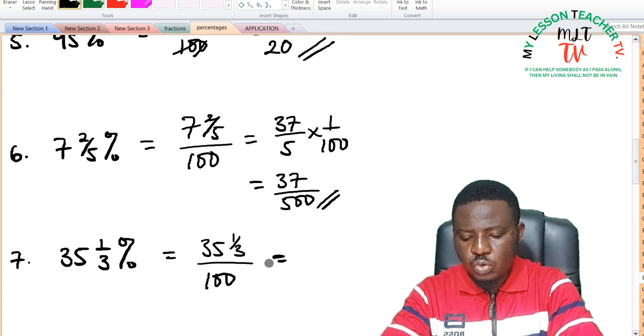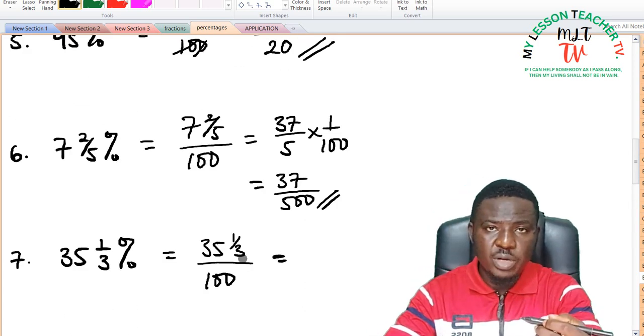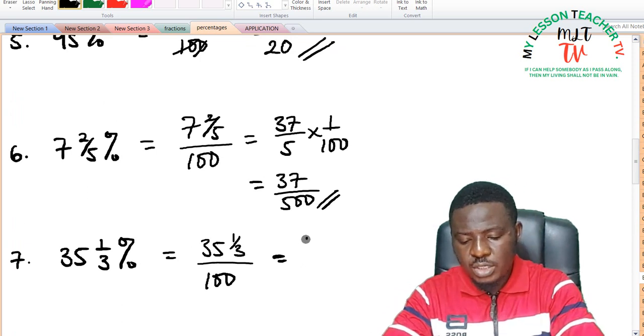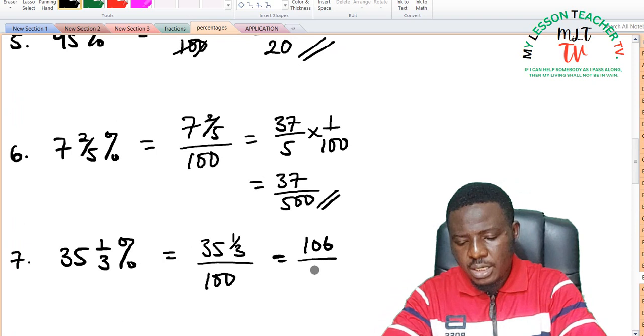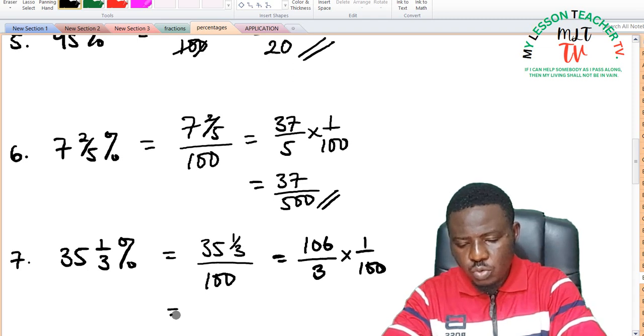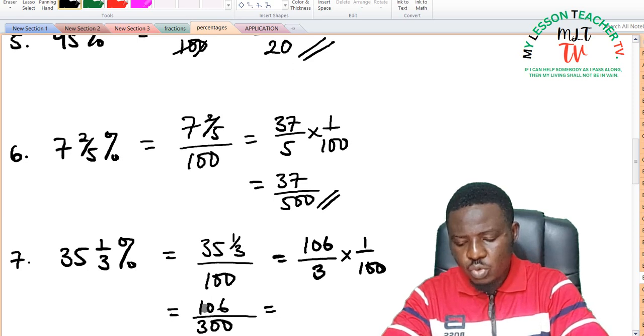So this is equal to 35 times 3 will give us 105. 105 plus 1 is 106. So this is 106 divided by 3 times 1/100, which is equal to 106 divided by 300. 2 can divide.